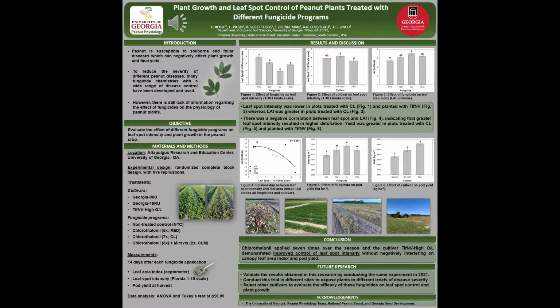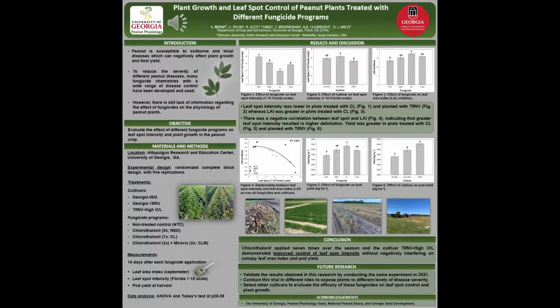The measurements that we took were leaf area index by using a septometer, leaf spot intensity using the Florida 1 to 10 scale, and pod yield at harvest. For the data analysis, we used ANOVA and Tukey test at 5% probability. I will now go over some of our results.